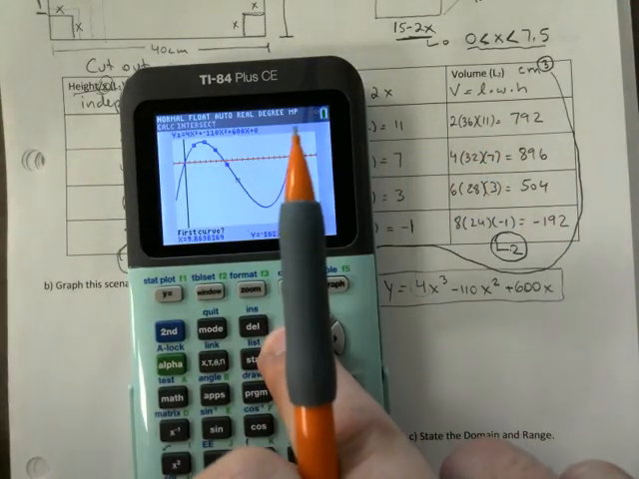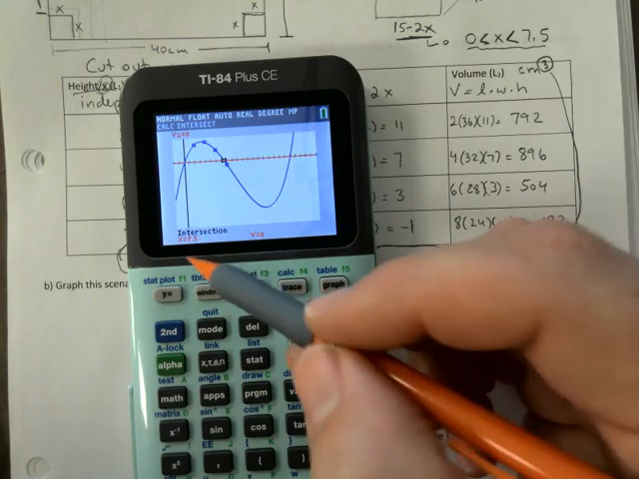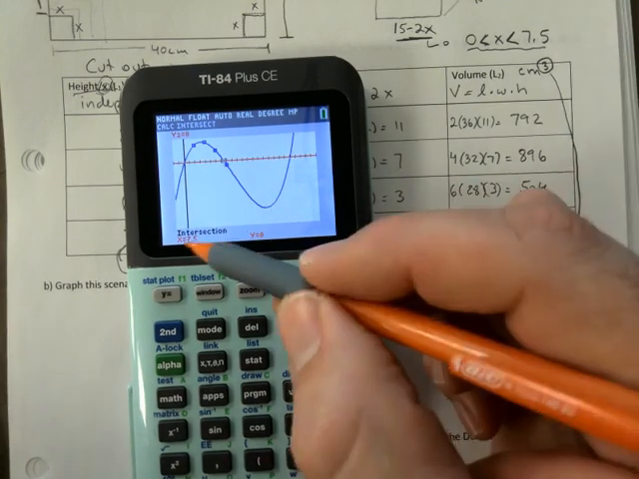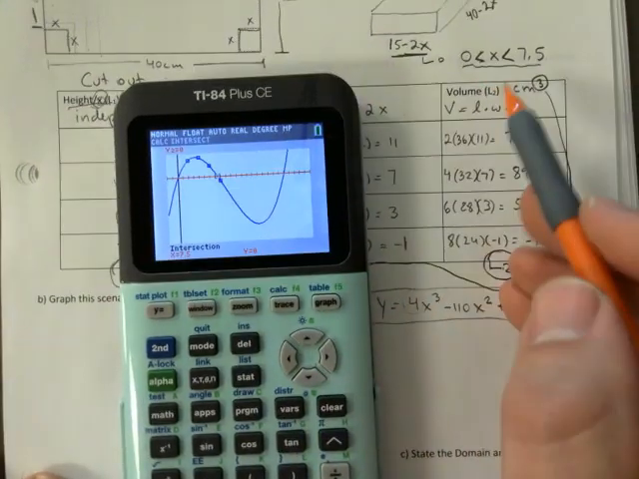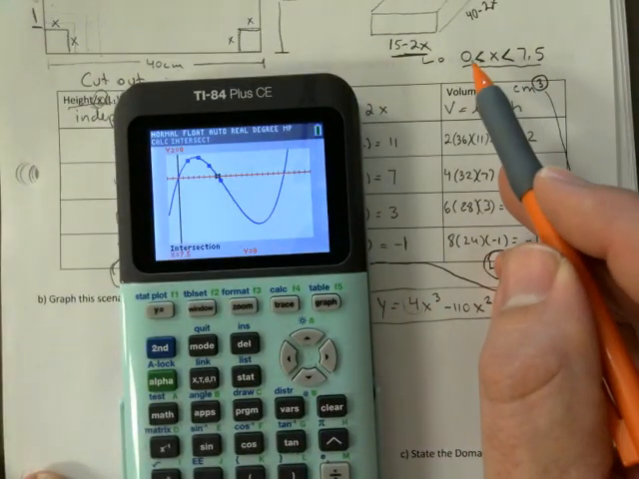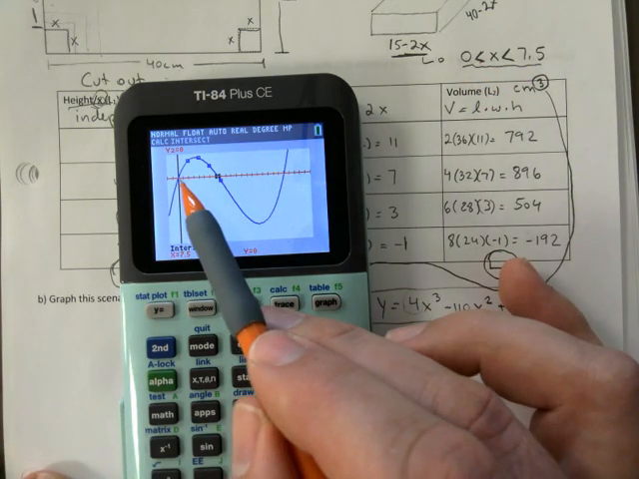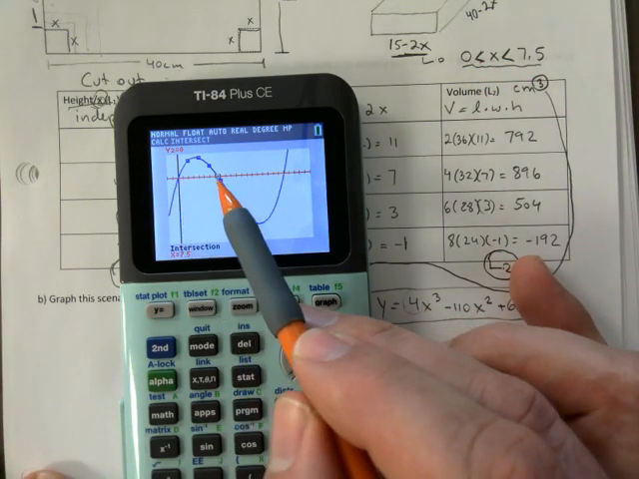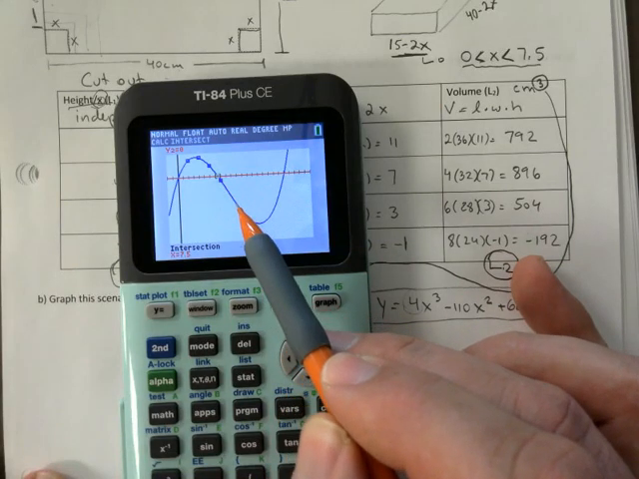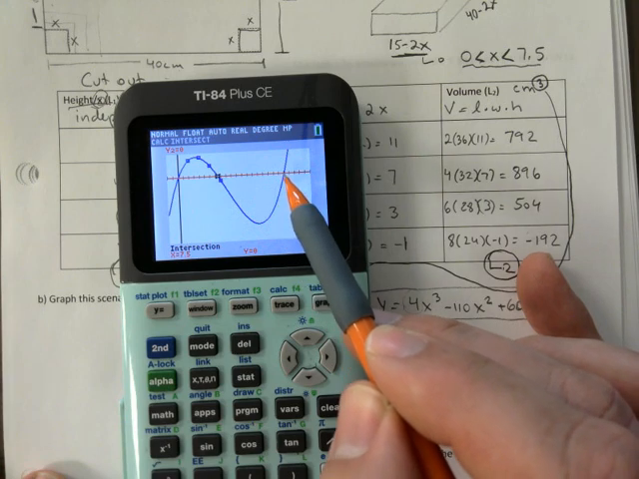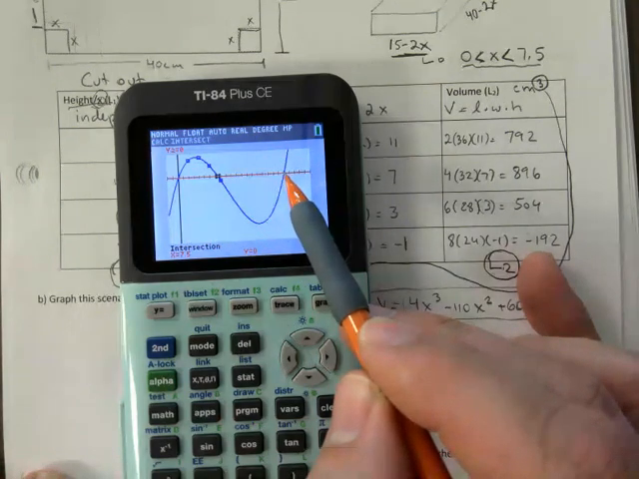I'm going to find that intersection. What is it? 7.5? You see that? And what did I tell you earlier? That we're kind of bound between 0 and 7.5. So this is where the action happens. Anything past it, you would get a negative volume. And then you get back here one more time and you hit this x-intercept.